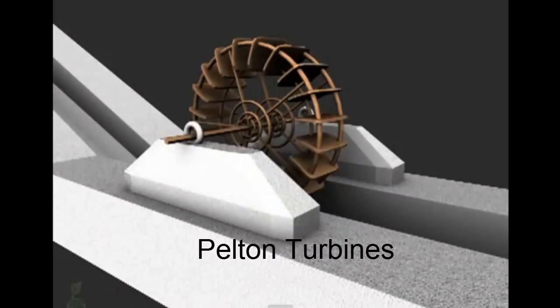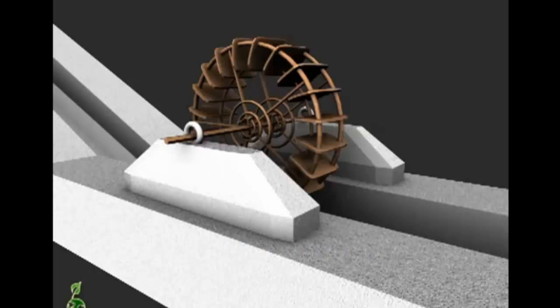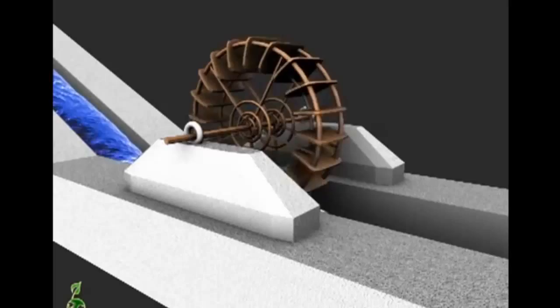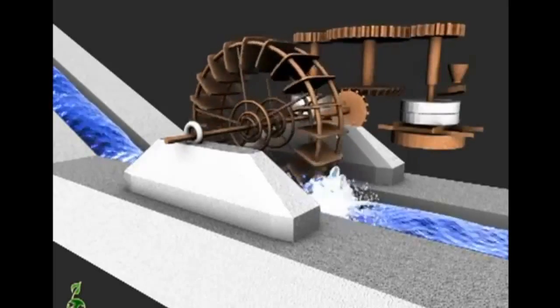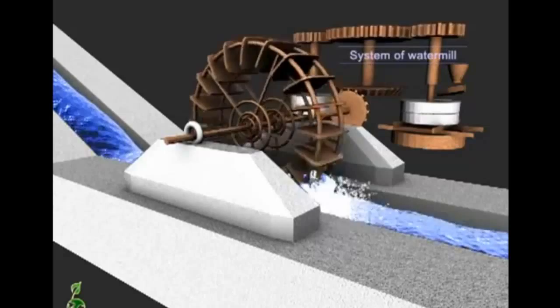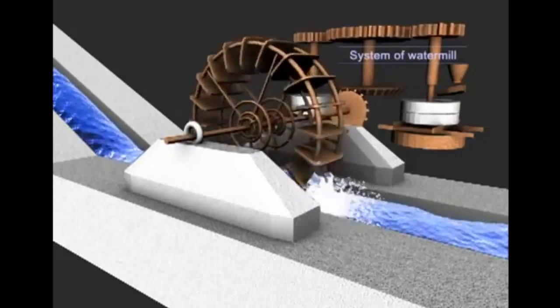The old water wheel is the precursor to modern Pelton turbines. Wood water wheels have been used to extract power from flowing water and convert it into mechanical power since the 3rd century. Often, water wheels provided power for water mills, which used millstones for grinding wheat to produce flour.